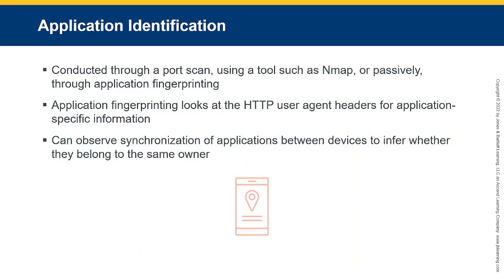Application identification is conducted through a port scan using a tool such as Nmap, or passively through application fingerprinting. Application fingerprinting looks at HTTP user agent headers for application-specific information. It can also observe synchronization of applications between devices to infer whether they belong to the same owner.